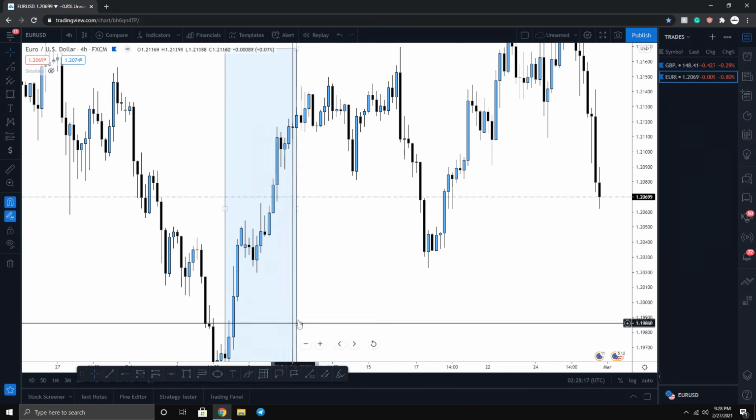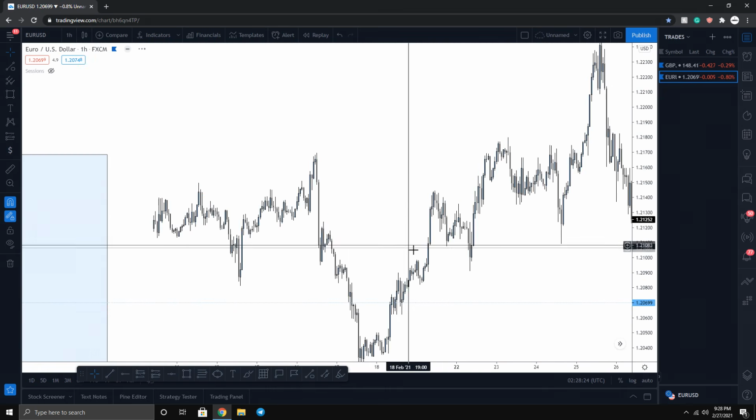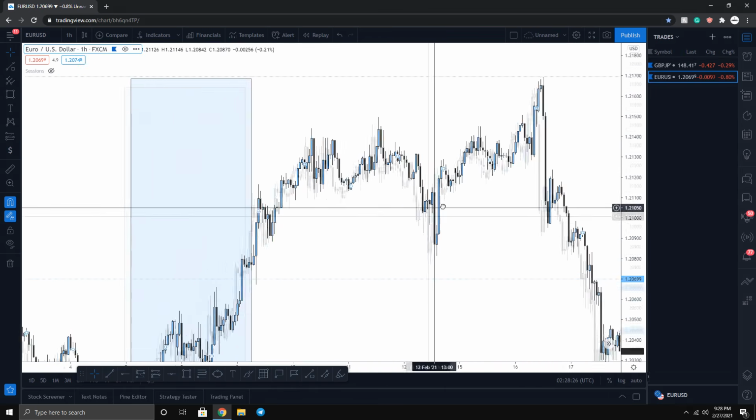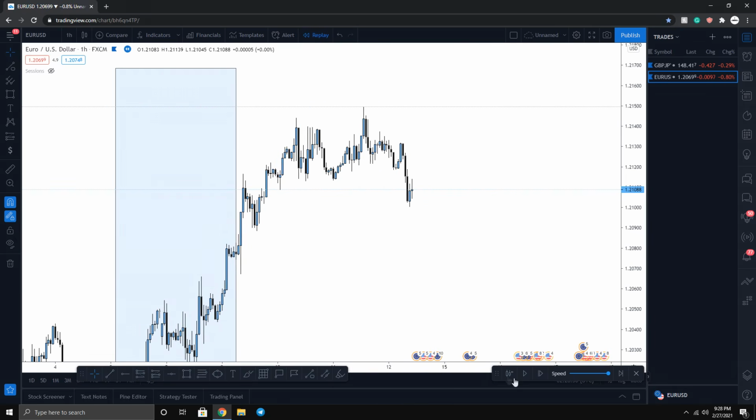Now after the expansion, what did I say? I said that the manipulation happens. So in this area here, the manipulation is very simple. If you go towards the 1-hour time frame and you just look at market structure right over here, there's two things that you can notice.